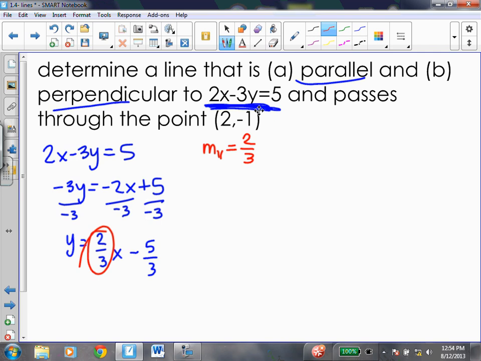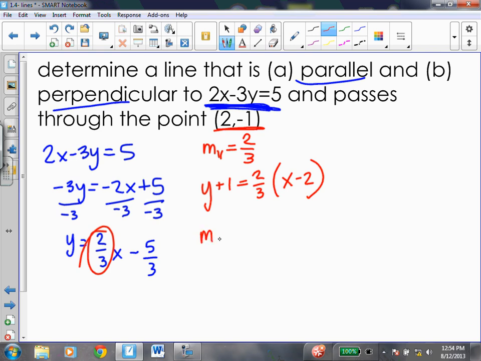So if I want a line that's parallel to this line and passes through this point, the easiest way to do that is to use point-slope form. So y minus negative 1, or plus 1, equals 2/3 times x minus 2. So it's the parallel line.